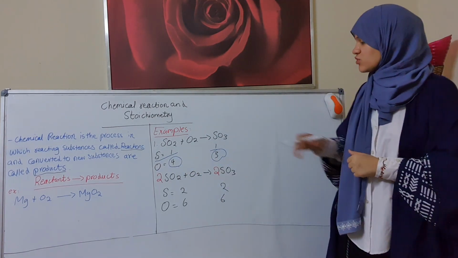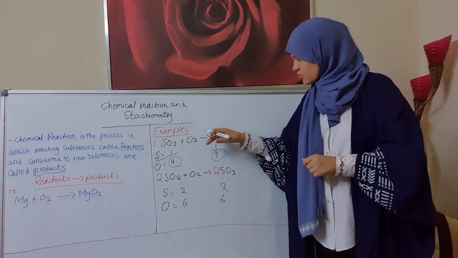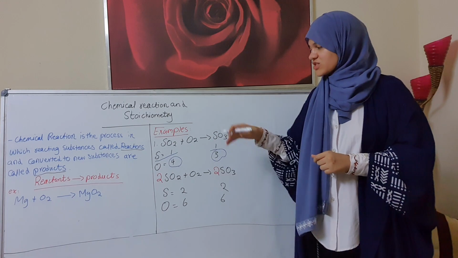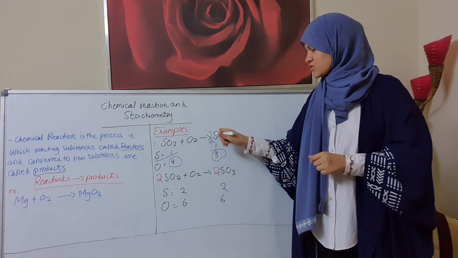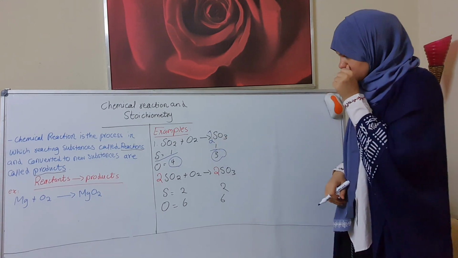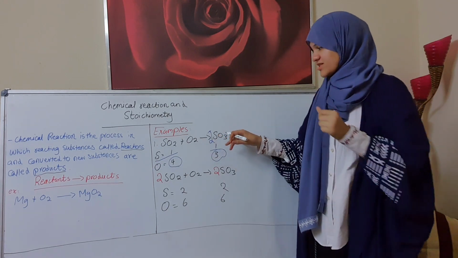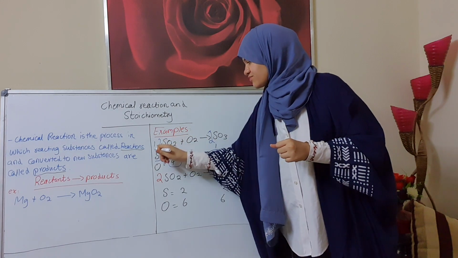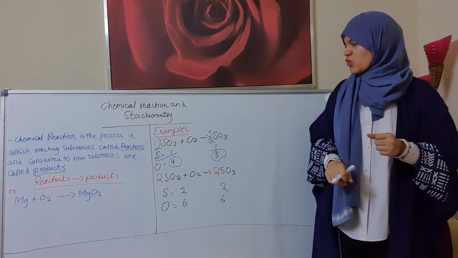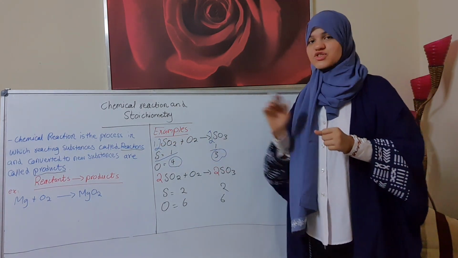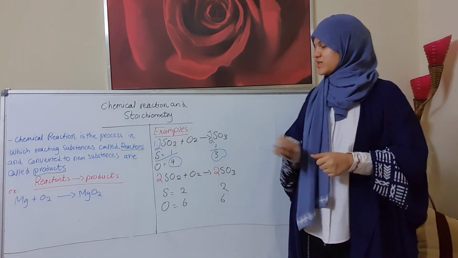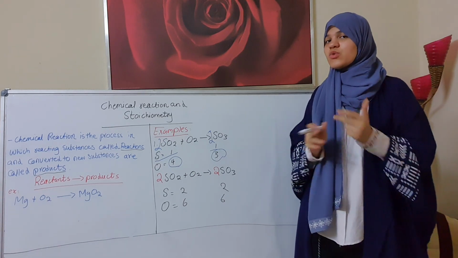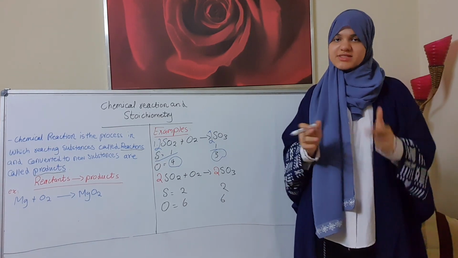So what we will do here, we will put 2 as a coefficient in the products. Here 2. Why? Because 2 times 3 will give us 6. Right? And if we put here also 2, what will we have here? First of all, 2 sulfur, and here we will have 2 sulfur. So sulfur in both cases will be balanced.